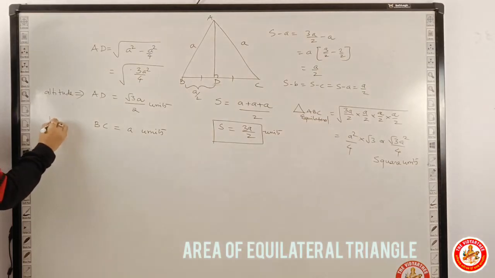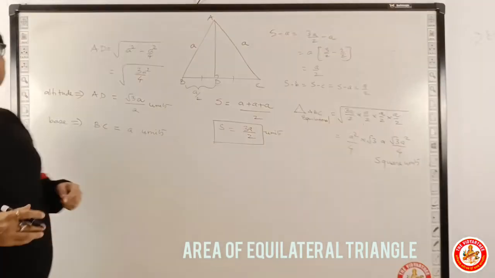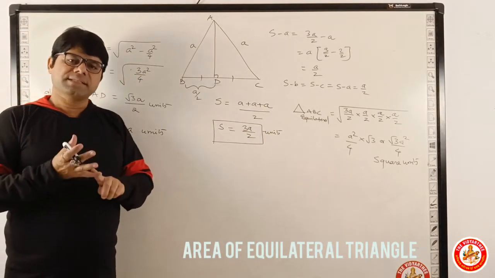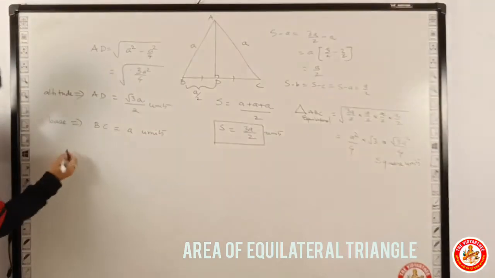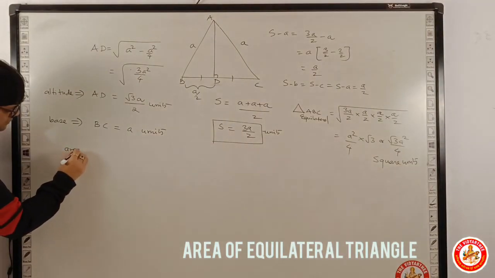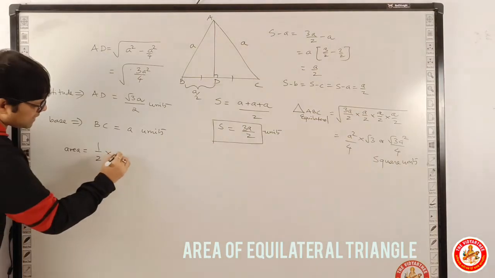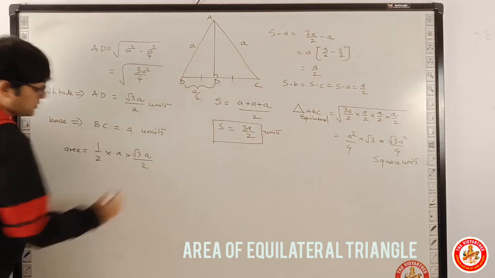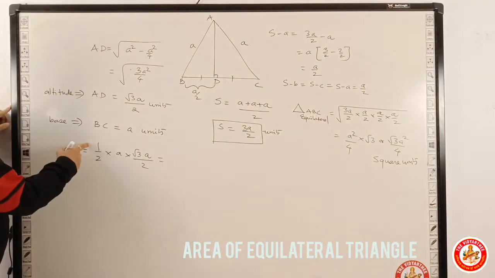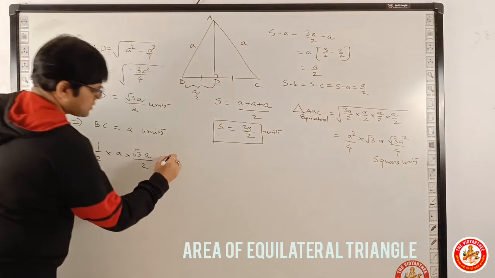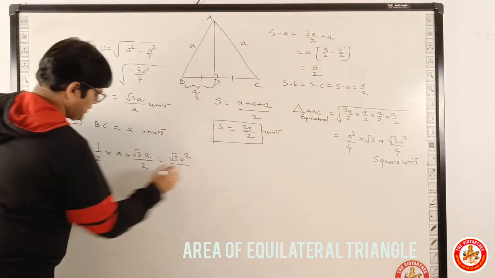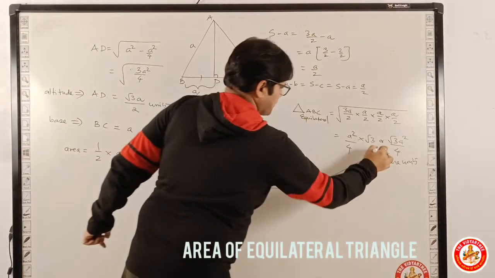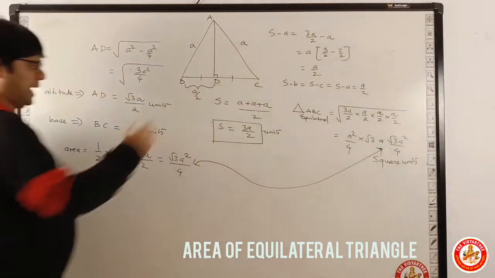This is your base. So as per the conventional formula, the area of a triangle which has a base and an altitude measure, we can always find the area as half into base, that is A, into altitude, which is root 3 times A whole upon 2. Now if you multiply all this, 1 into A into root 3A is root 3A square, whole divided by 2 into 2 is 4. You can see, we can corroborate this information. We have already achieved this by Heron's formula.